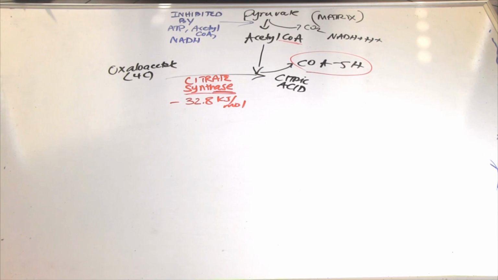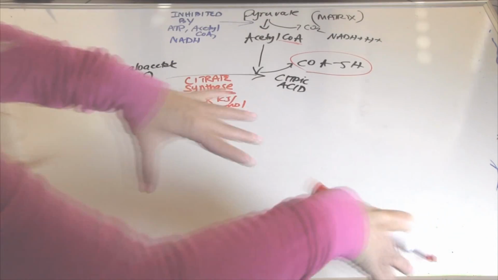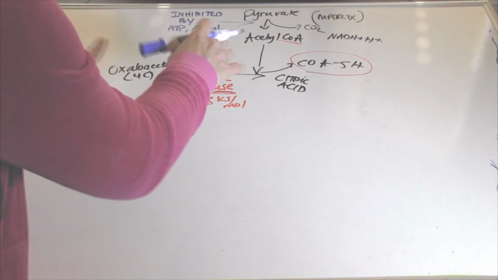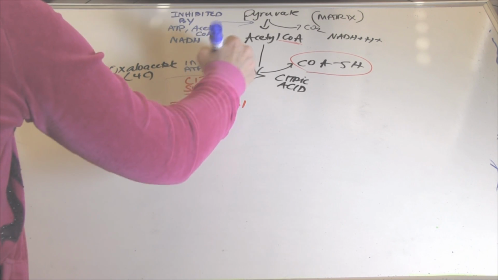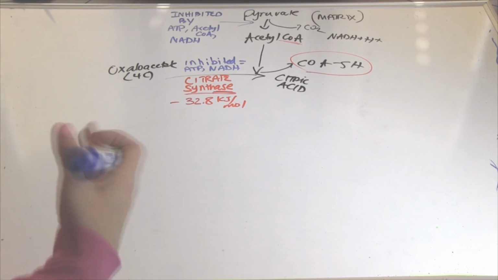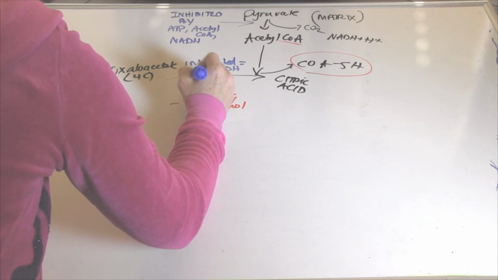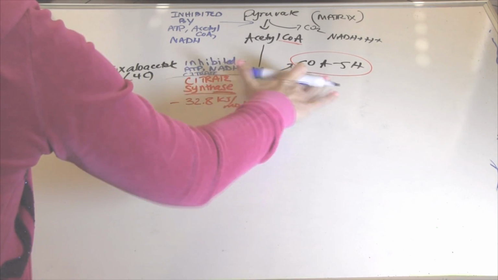with a delta G of negative 32.8 kilojoules per mole. So this is actually going to be driving, pulling the cycle. This reaction is inhibited by ATP and NADH, which is low energy, as well as citric acid, or citrate. Let's just go ahead and change that to citrate.